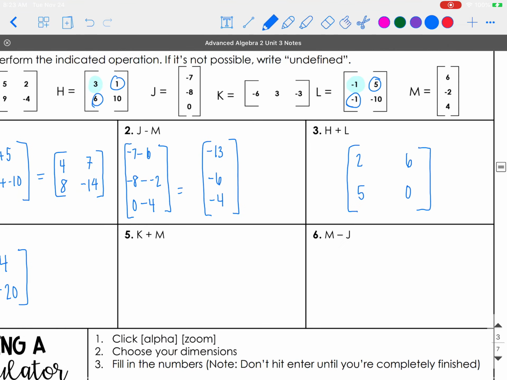Number 5, K plus M. Those are not the same dimensions. We have a 1 by 3 and a 3 by 1. So this would be undefined or not possible or something like that. And M minus J. 6 minus -7 is 13. -2 minus -8 is 6. And 4 minus 0 is 4.